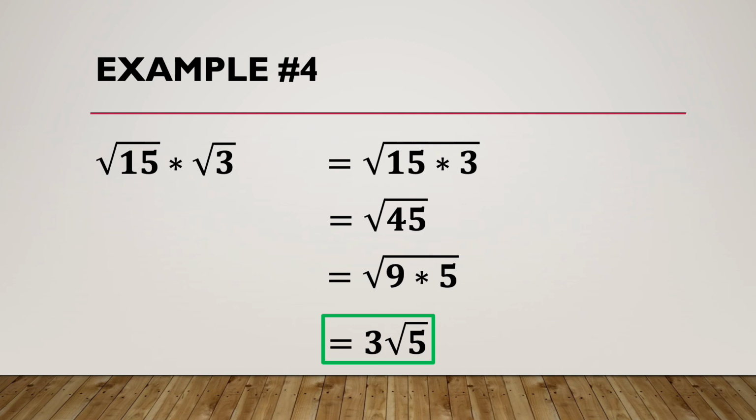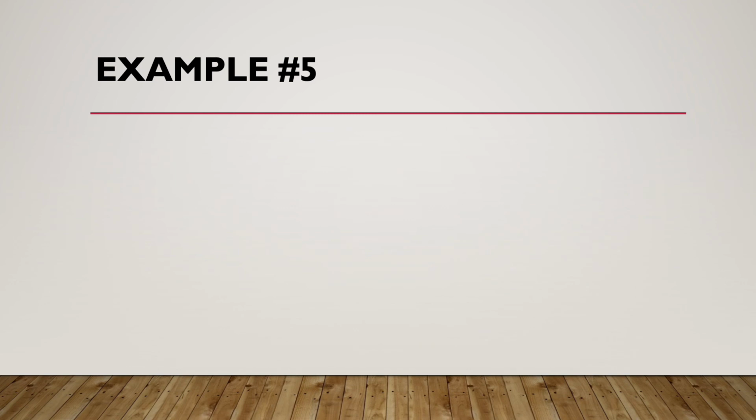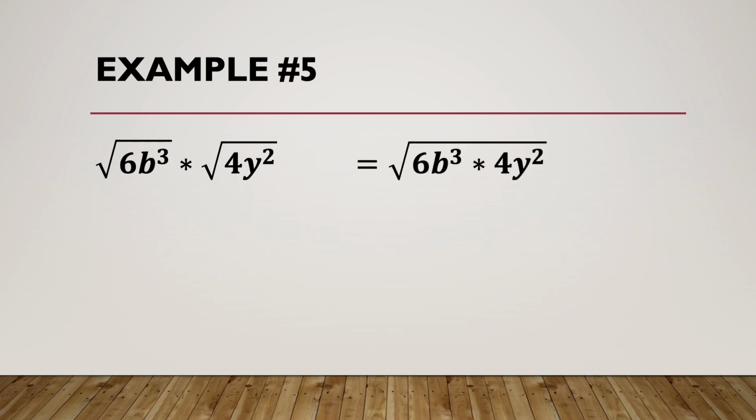Okay, let's proceed to our final example. Example number 5. The square root of 6b cubed multiplied to the square root of 4y squared. So, equals square root of 6b cubed multiplied to 4y squared.